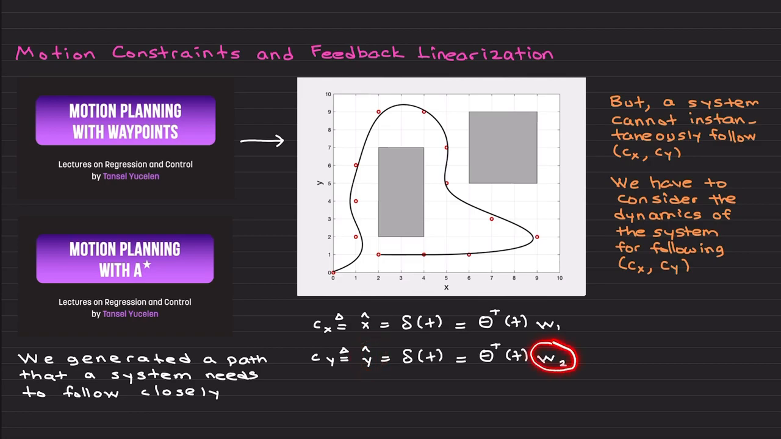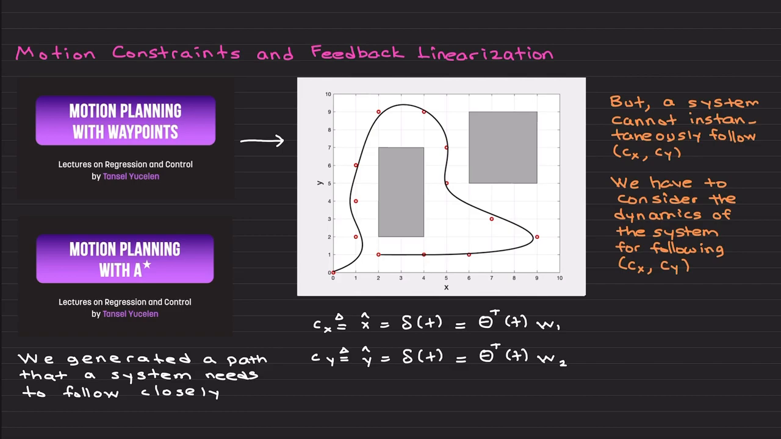We find W2. Now, within the context of control, these X hat and Y hat will represent a command that we use for path following purposes. I'm going to call them CX and CY. You can use either waypoints or A star, and then you will have a path that the system needs to follow closely. But regardless of whether you have a ground robot, airplane, or a robotic manipulator, it is not possible to instantaneously follow these commands, CX and CY.